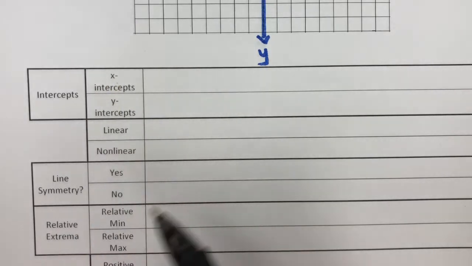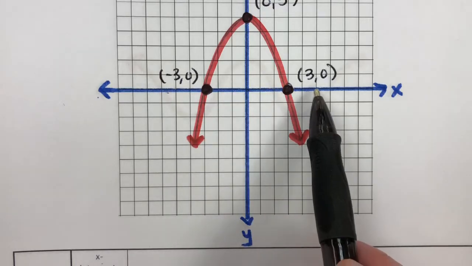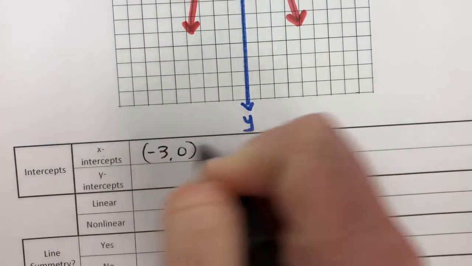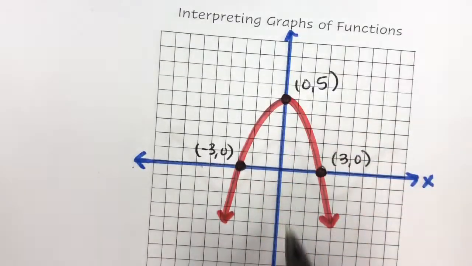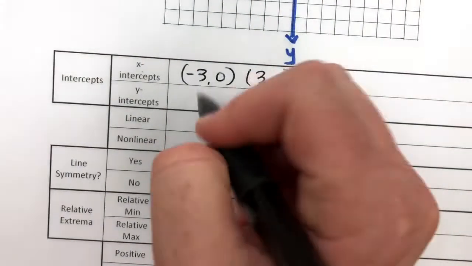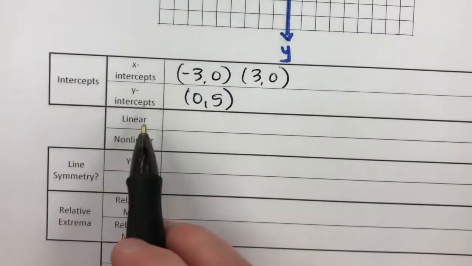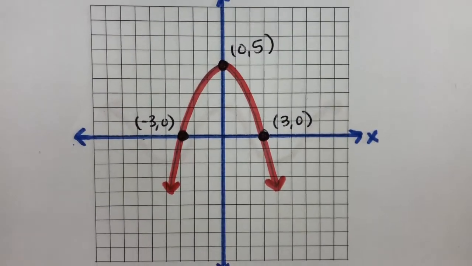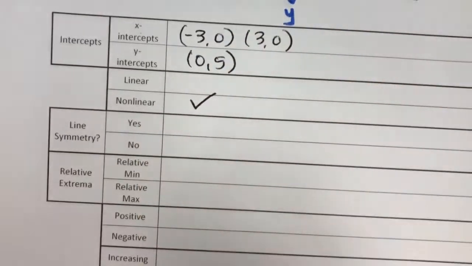Intercept. So what's my x-intercept? What's my y-intercept? My x-intercepts are negative 3, 0 and 3, 0. And my y-intercept, where am I crossing the y-axis? Right at this point, 0, 5. Okay, so there's my intercepts. Is this linear or non-linear? Is this a straight line or not? Not at all. It's a parabola. It's curvy. So this is non-linear.